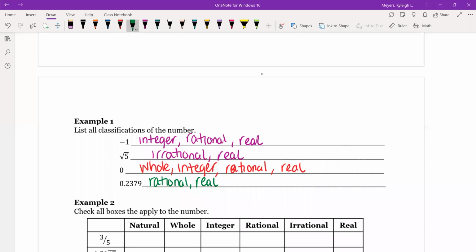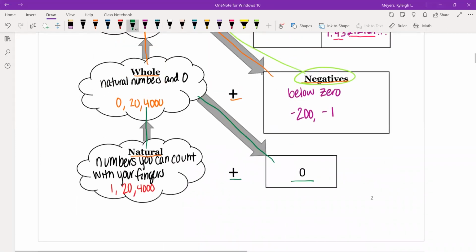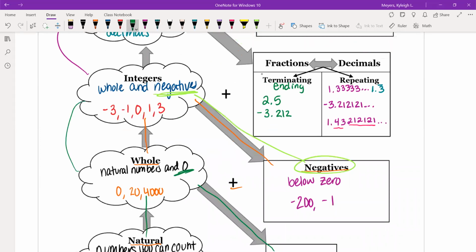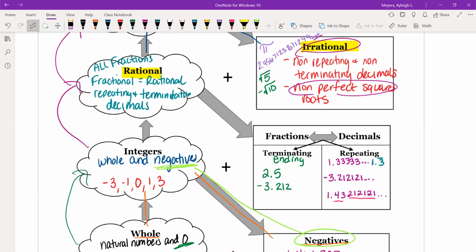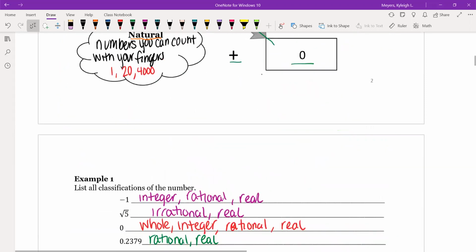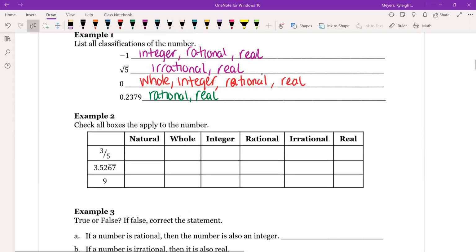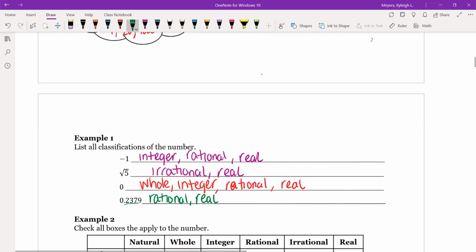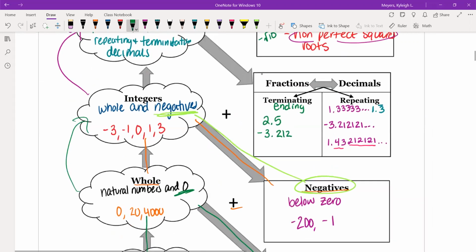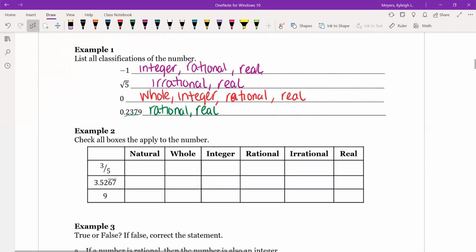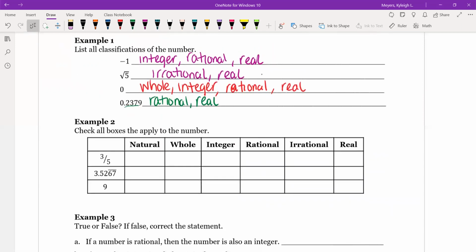It's like a funnel, right? So 0 gets introduced at whole numbers. If it's whole, it's an integer. It's an integer, it's rational. It's rational, it's real. It just funnels up. So it's all those classifications. And then the last one's a decimal. Does it have those dot dot dots? No, so that means it's terminating. Do any of those numbers repeat? No, but it is terminating. So terminating is rational. And if it's rational, it's real. Example 2 is the same thing, except now you have check boxes. So pause and try example 2 on your own.